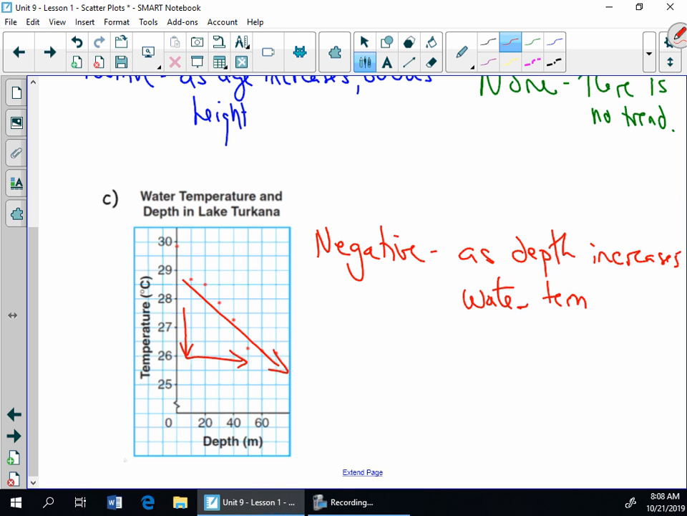Temperature decreases. Okay, so as we go to the right, things are going down, which makes sense. The further down the lake you go, the colder it gets. Anybody who's been swimming, it should make sense. Okay, so two ways of describing every time. What visual do you see, and what does it actually mean?